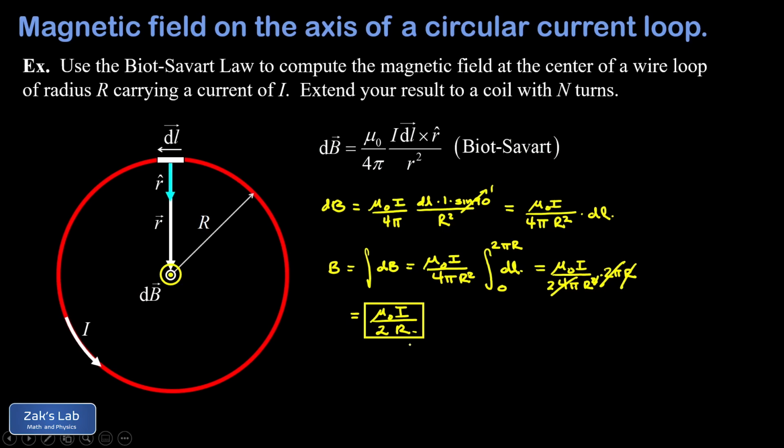Now we just have to generalize to the case where we have n turns in a tight coil of radius big R. And of course, every turn is just going to contribute another mu naught I over 2R. So all we have to do is multiply by n. So we get a slight modification of the formula. The magnetic field at the center of a flat coil with big N turns in it is just mu naught big N I over 2 times the radius.